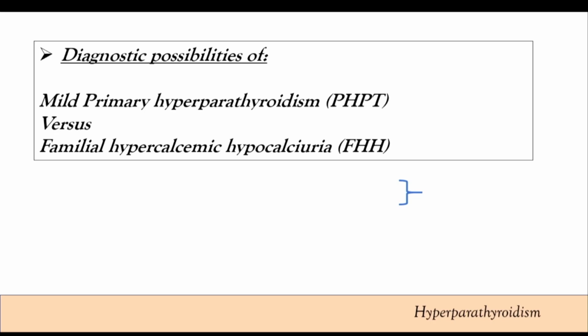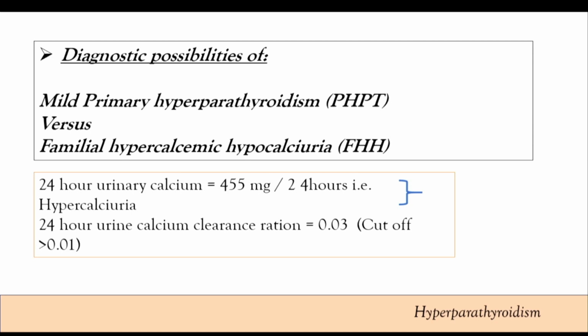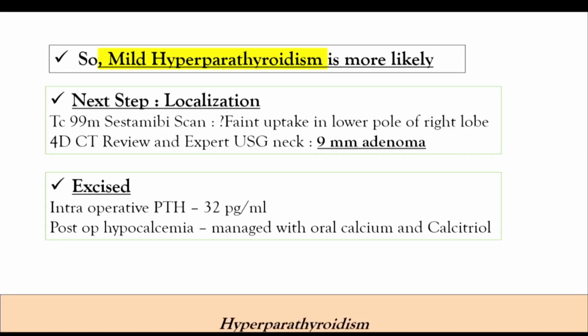So the 24-hour urinary calcium was done. It was more than 400 milligram per 24 hours, so it is hypercalciuria. We can also check the urinary calcium clearance ratio. It was 0.03; more than 0.01 is considered high. So she had hypercalciuria. Now it is not FHH. It has to be hyperparathyroidism.